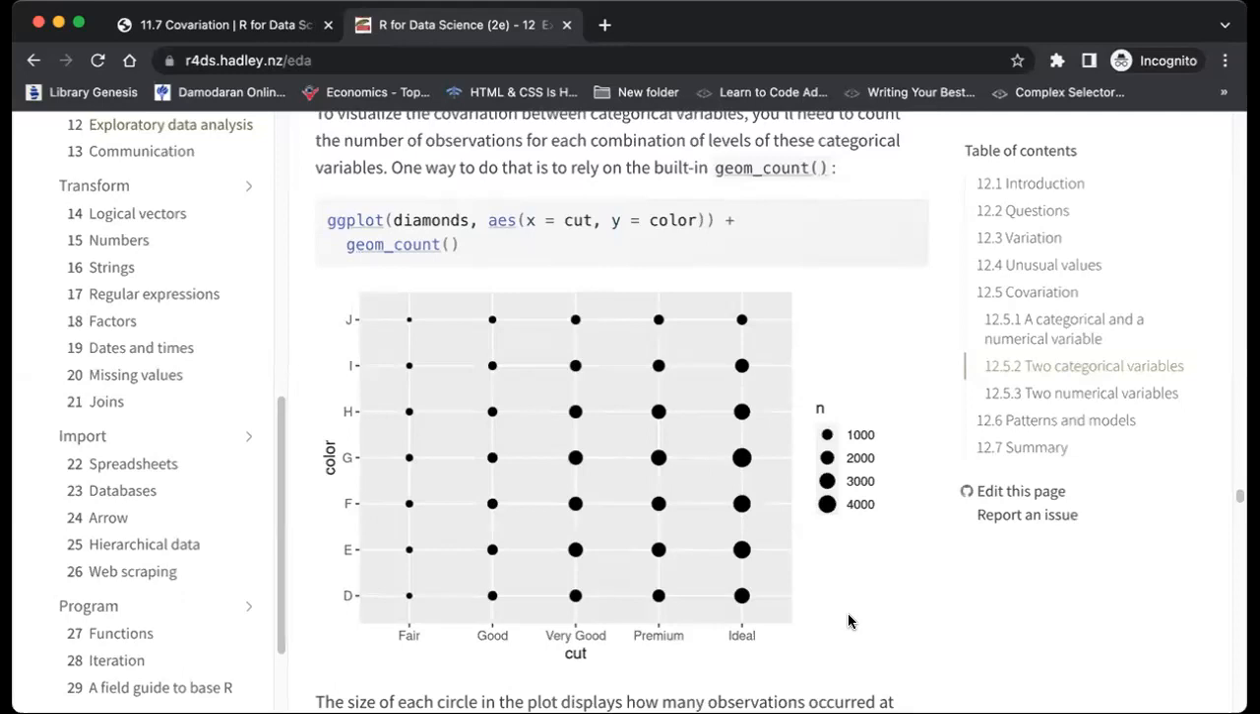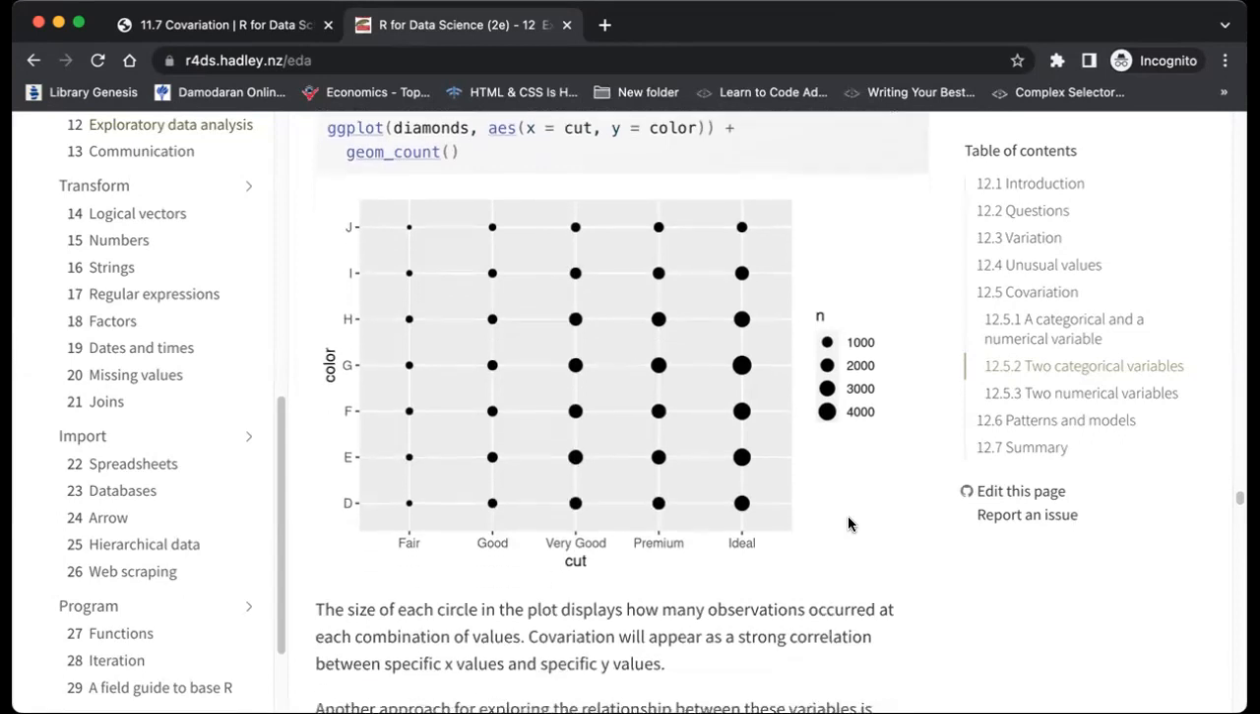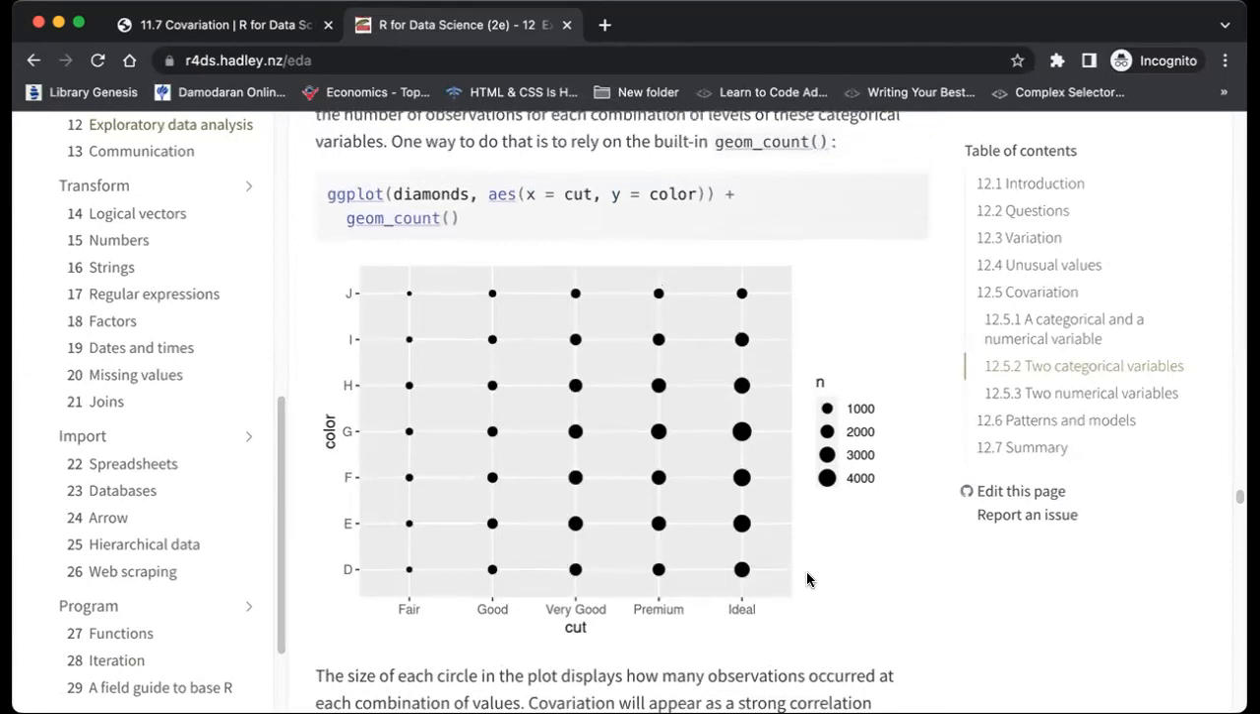Because it's hard to comprehend this. Okay, how to read this? I think the color is color and cut, and the count is their count. So it's saying the size of each circle in the plot displays how many observations occurred at each combination. Yeah, but it's very hard to read. It's not easy to see what they're trying to explain here.